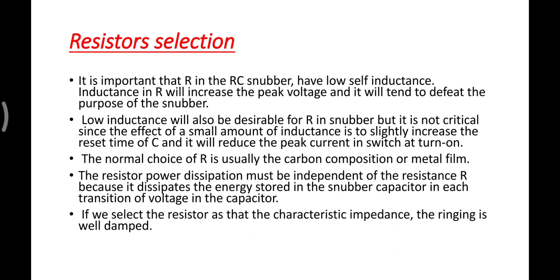Okay. The next point is that the resistor is normally chosen as a carbon composite or metal film type. Next, the power dissipated in the resistor must be independent of the resistance R, because it dissipates the energy stored in the snubber capacitor in each transistor from the voltage across the capacitor. Next, if you select the resistor at the characteristic impedance, the ringing will be damped. So students, these are the points we have to remember while selecting the resistor.